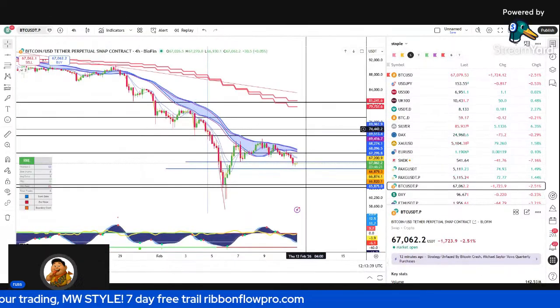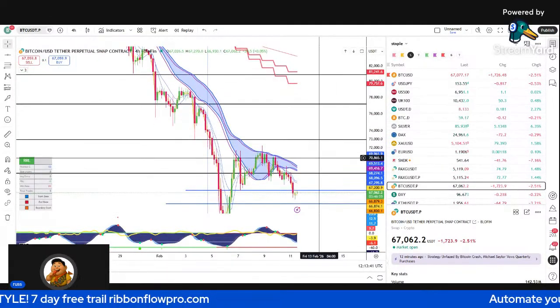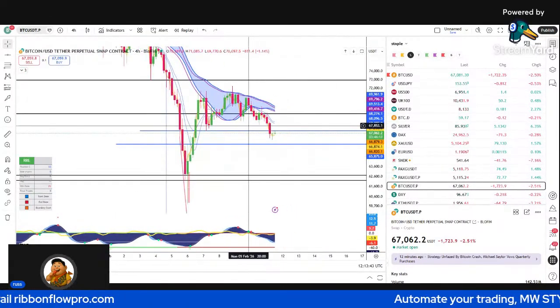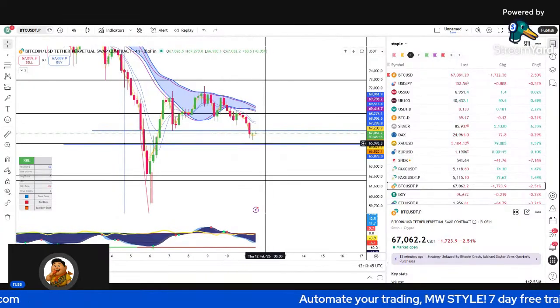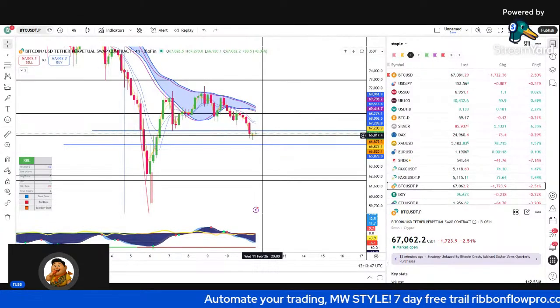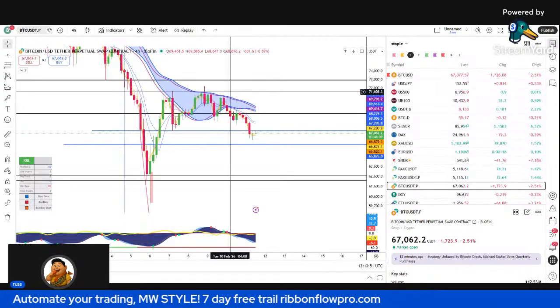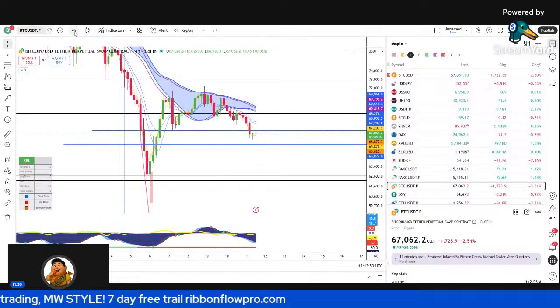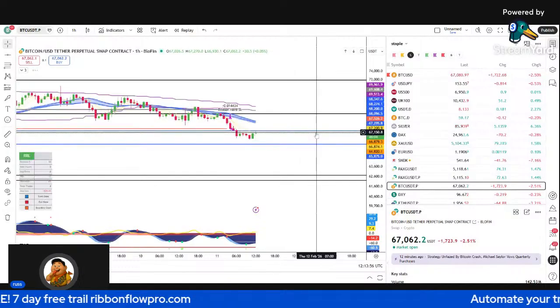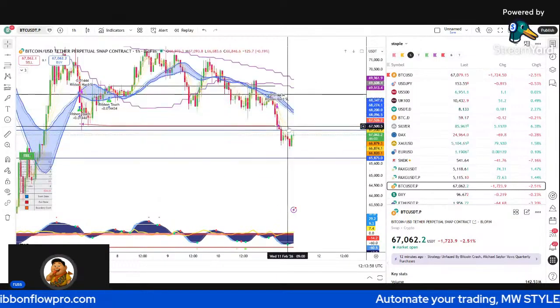Looking at Bitcoin, we are in a little level where I like here. Some support. This is MW's line at 66k roughly. I'm not sure if we will bounce today. I'm thinking potentially, but it could drag out, suck in some more people. Maybe we could see a wick down lower.